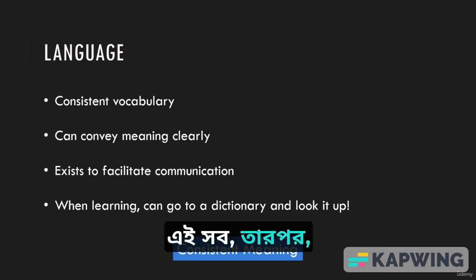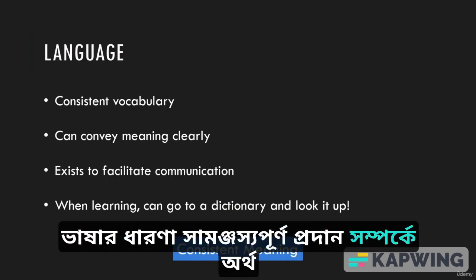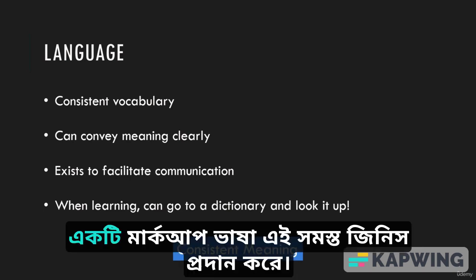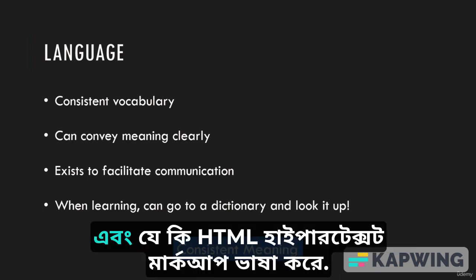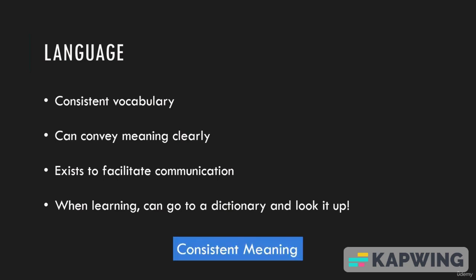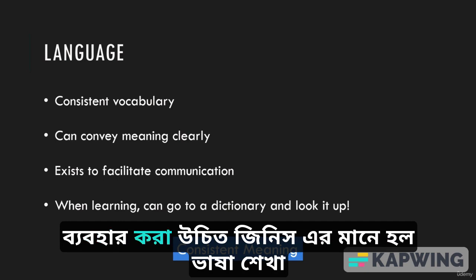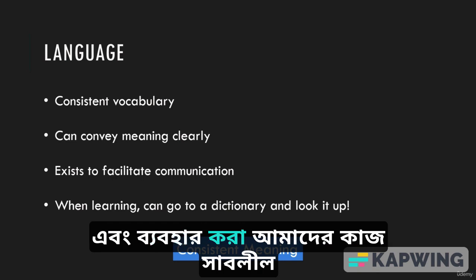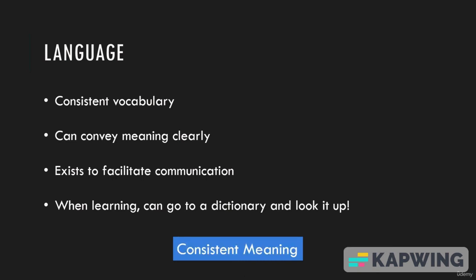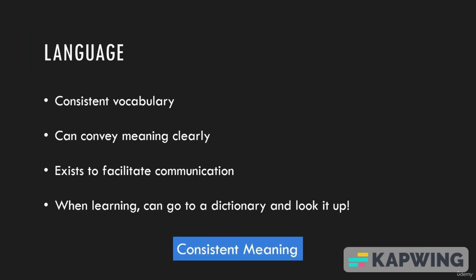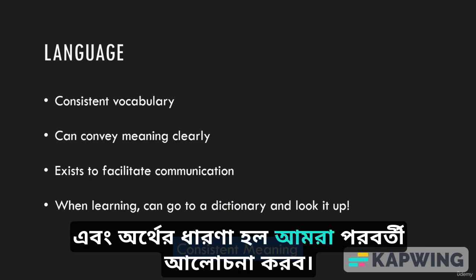All of this then, the idea of language, is about providing consistent meaning. Just like English or Spanish or another language, a markup language provides all of these things, and that's what HTML, hypertext markup language, does. Everyone writing HTML should be using the same markup to mean the same thing. That also means that it's our job to learn and use the language fluently, to use it for its purpose, to communicate meaning. And the idea of meaning is what we'll discuss next.